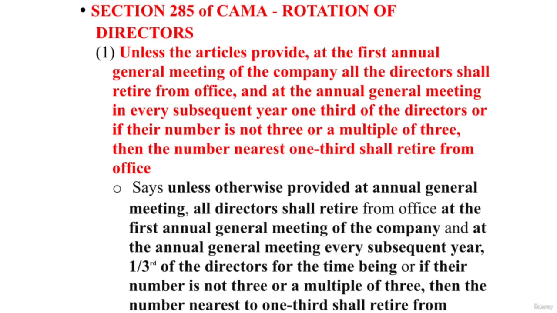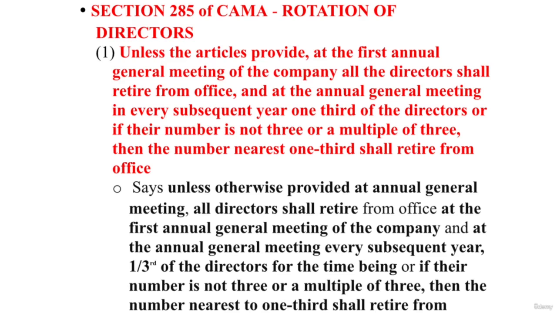Not just that. In the first annual general meeting in that December or January, it means that every director that was a director in incorporation, that's first appointment under section 272 of CAMA, first appointment, every first appointed director shall retire. That's what this provision is saying. And at the annual general meeting in every subsequent year, 1/3, if you have 9 directors as first appointed directors, after the first general meeting, all of them retire. And they have to then appoint what is known as subsequent directors under section 273.